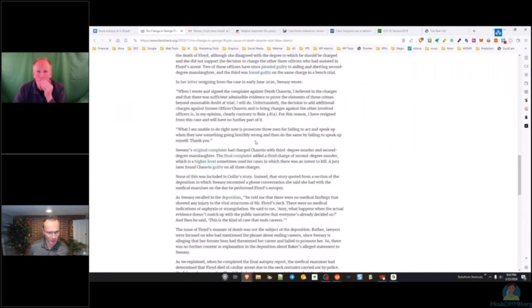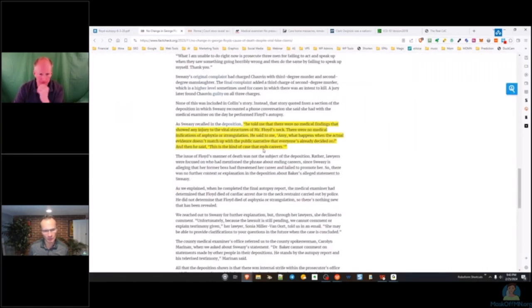So, for example, I've got it right here. That medical examiner was being quoted in something else. It's a different case, but this is an attorney talking about her dealings with this medical examiner, and she's quoted this under oath. He told me that there were no medical findings that showed any injury to the vital structures of Mr. Floyd's neck. There were no medical indications of asphyxia or strangulation. He said to me, Amy, what happens when the actual evidence doesn't match up with the public narrative that everyone's already decided on? And then he said, this is the kind of case that ends careers. So that's what she said the medical examiner said.